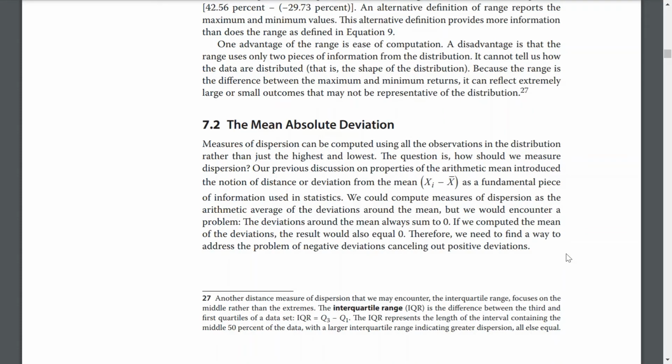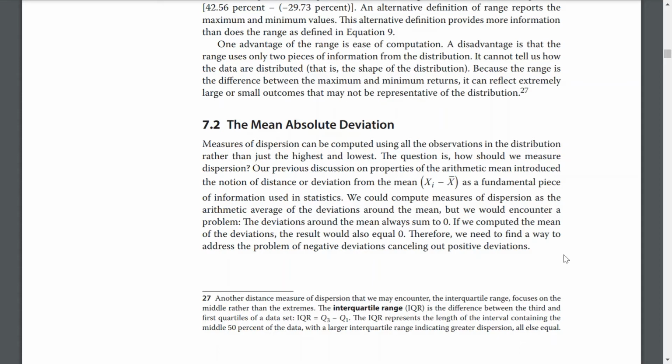7.2, the mean absolute deviation. Measures of dispersion can be computed using all the observations in the distribution rather than just the highest and lowest. The question is, how should we measure dispersion? Our previous discussion on properties of the arithmetic mean introduced the notion of distance or deviation from the mean, x sub i minus x bar, as the fundamental piece of information used in statistics. We can compute measures of dispersion as the arithmetic average of the deviations around the mean, but we will encounter a problem.